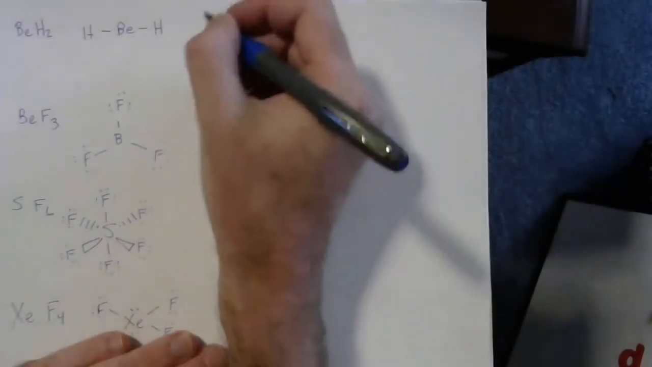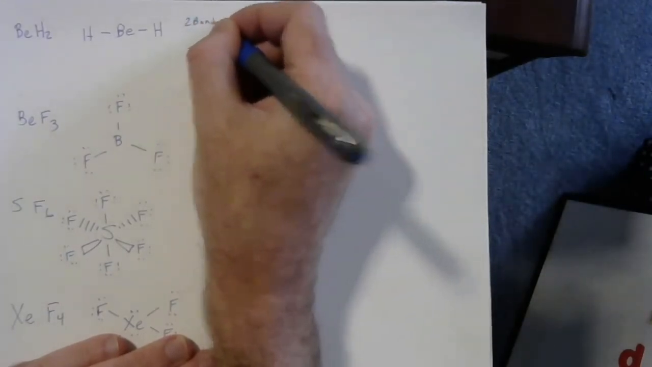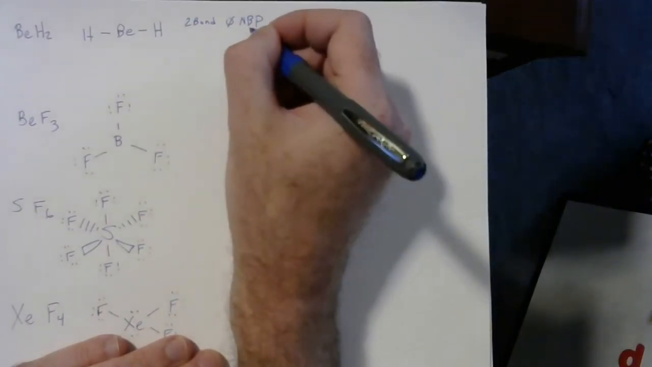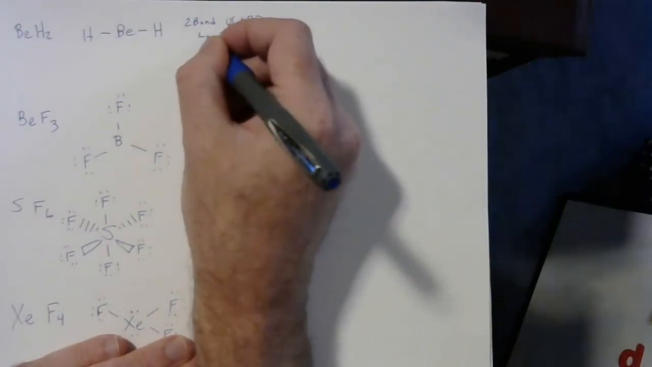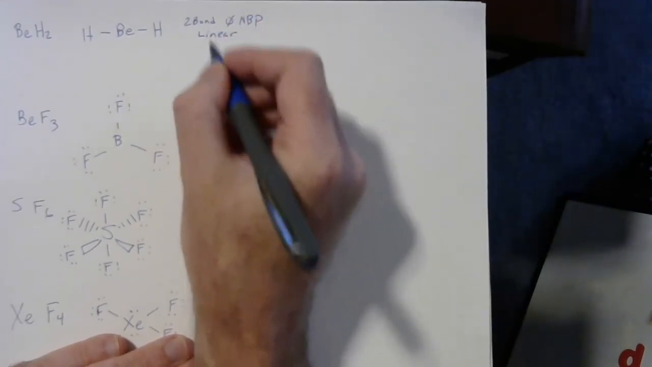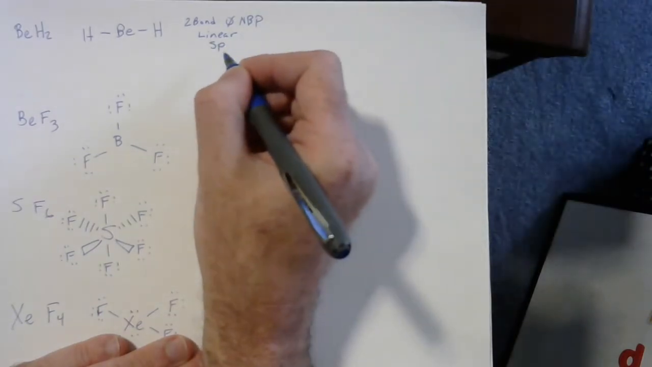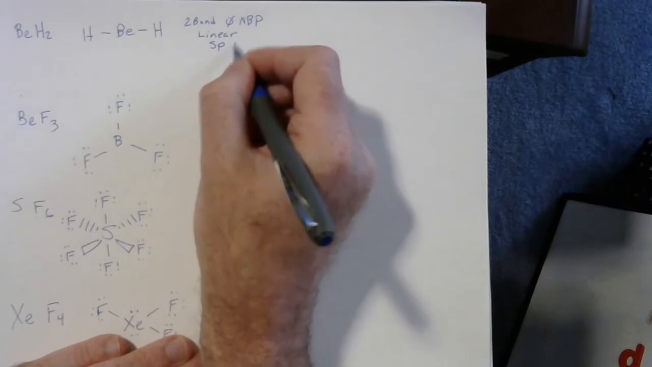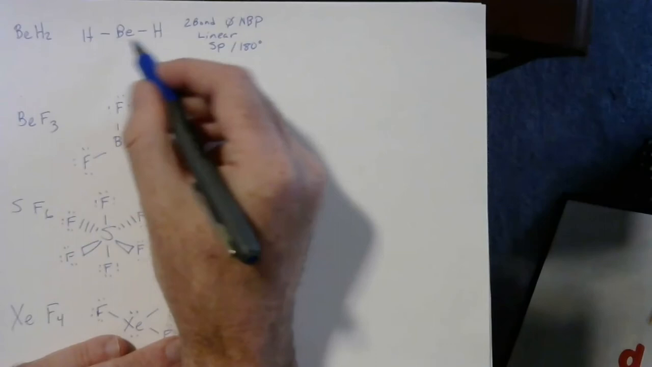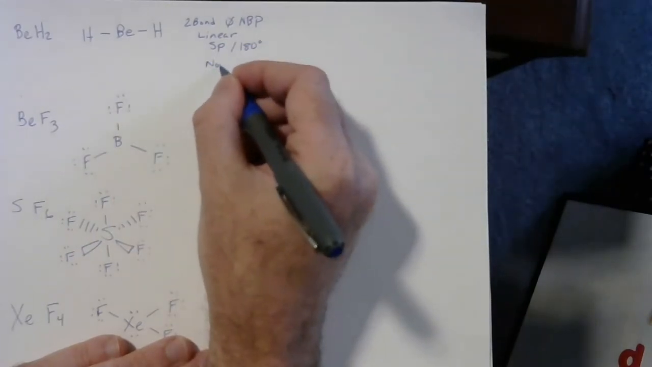BeH2, we want to get the geometries and stuff now. So we've got 2 bonds, 0 non-bonding pairs. And so that gives us a linear geometry for electronic and molecular. And that would give us an sp hybrid with 180-degree bond angles. Even if these bonds were polar, they're symmetrically arranged, and so this is a nonpolar molecule.